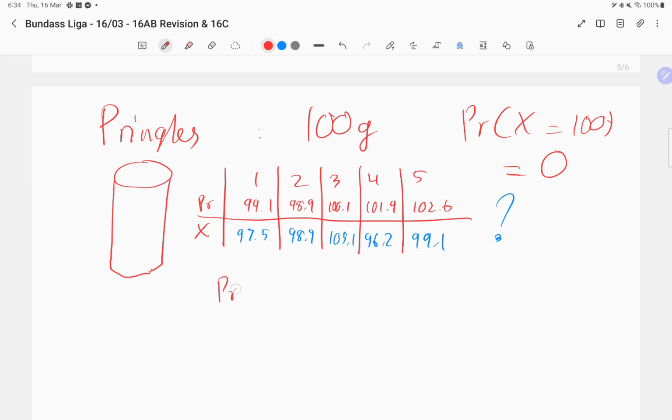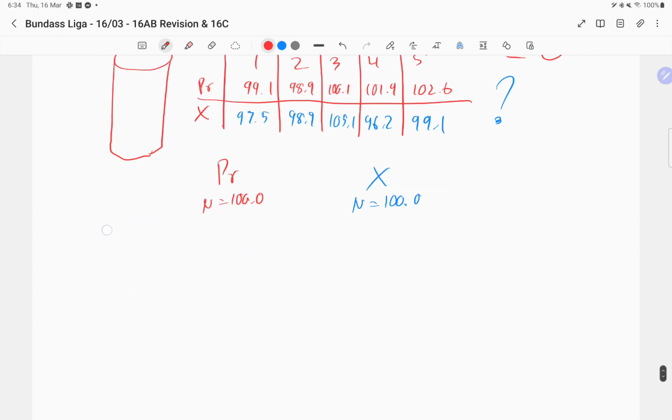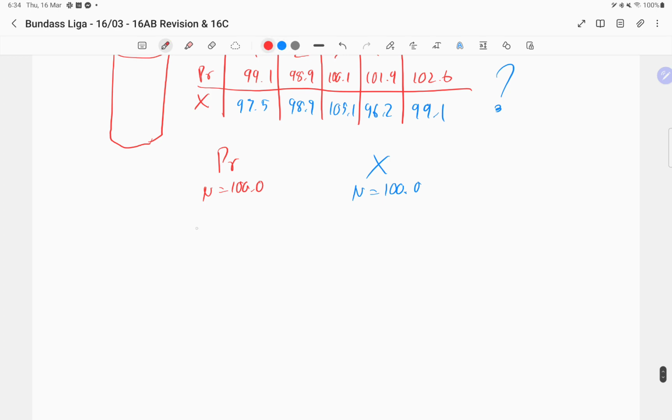But let's just say they both have the mean of 100, okay? So the mean, if you take about 100 point something, let's say 100.0 to 1 decimal place. And the Pringle cans is also 100.0. So let's say you take 100 cans of Pringles and brand X, and the average is about 100. Okay, let's say the mean is exactly 100, but the standard deviation, or sigma, is different.